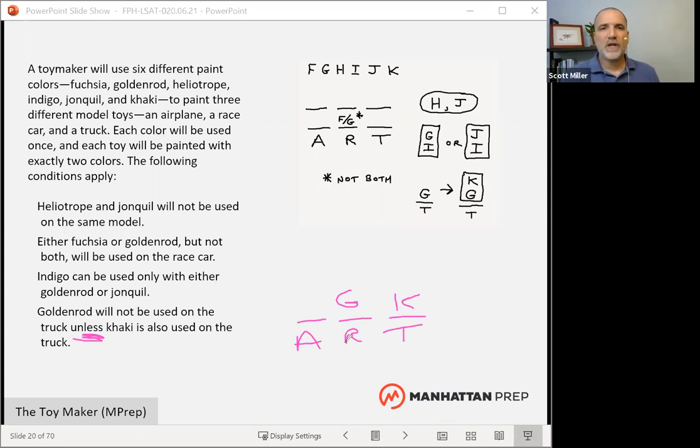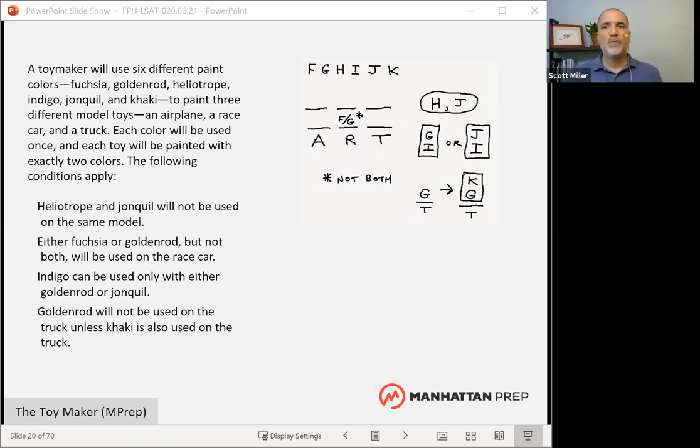And we want to be really clear about how conditional rules work. So that's what this is saying. G can't be used in the truck without K. K without G is totally fine, right? There's nothing in this rule that says that if K is there, G has to be there. It's just if G is there, then K has to be there. So this is all triggered by G being in the truck.